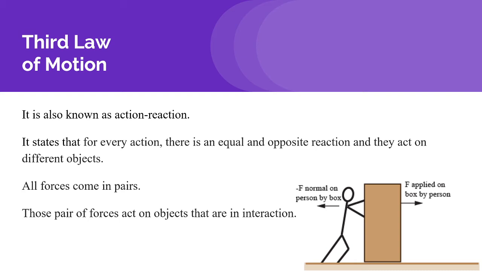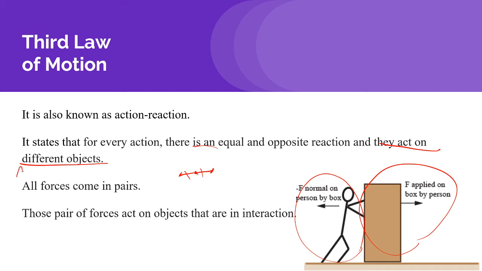And the third law is the action-reaction principle in simple terms. What does it state? For every action, there's an equal and opposite reaction, and they act on different objects. Alright, this is actually the key thing about the action-reaction principle, because since they are in opposite directions and equal to one another, they should cancel each other out and we shouldn't have any force. But since they are acting on different objects, both of the objects are going to experience the effect of the force. So that's why this key point of the third law is important.